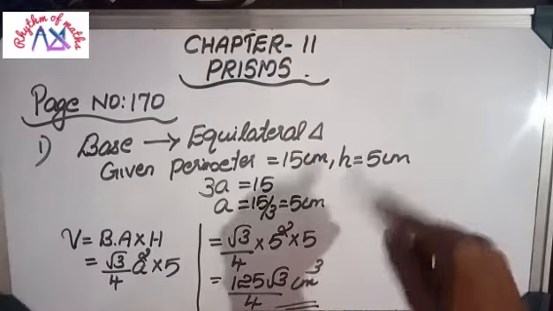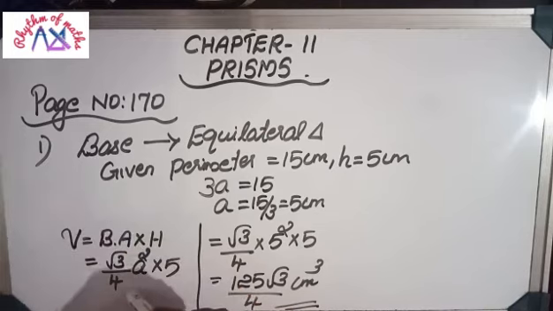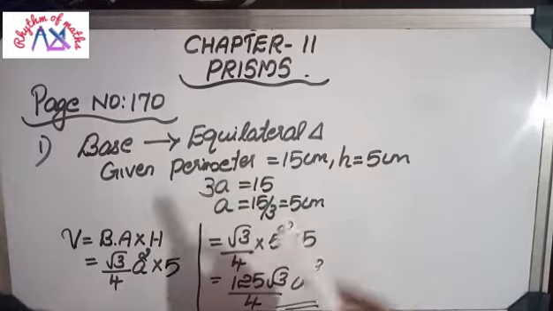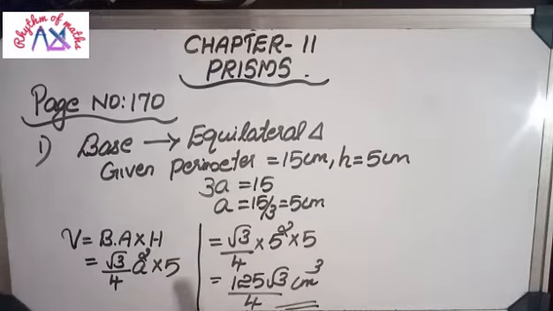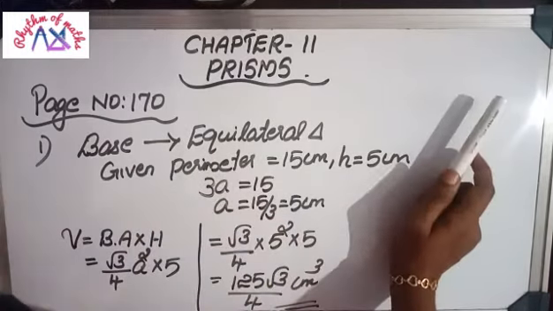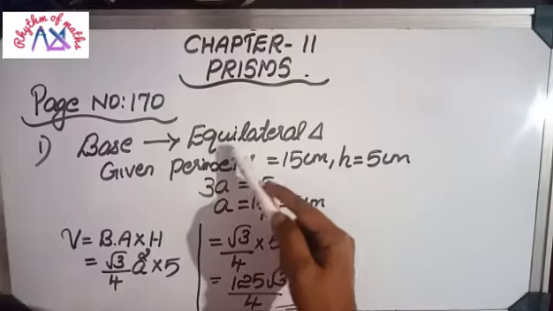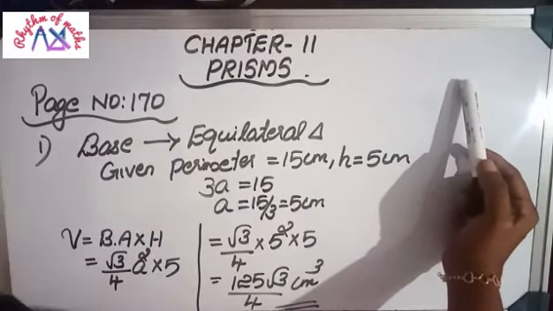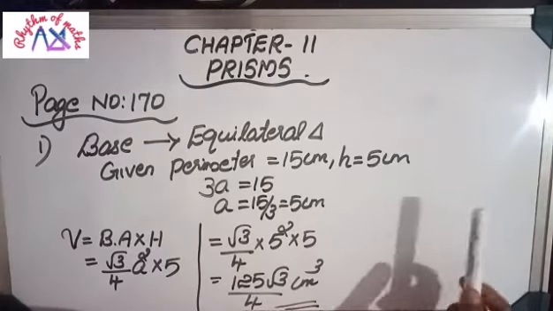You can do this separately: first find the base area, then apply the equation, or you can directly apply it in the volume equation. So this is the method to find volume. First of all, you have to check what base is given in the solid. Here it is an equilateral triangle, that's why we use the equation for the area of an equilateral triangle, root 3 by 4 a square. So this is the first answer.